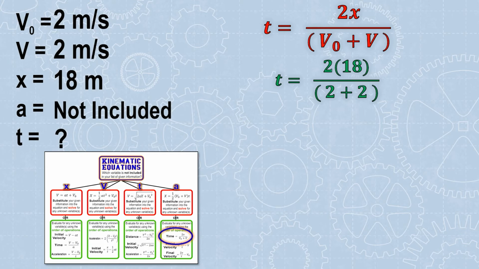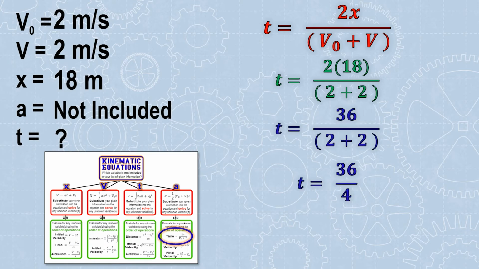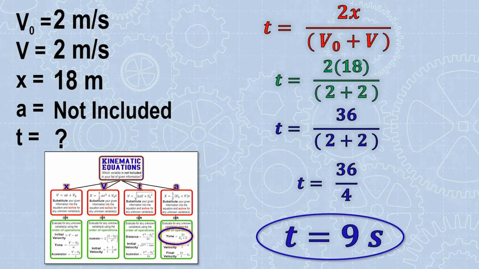So I just need to use the order of operations. When you have a big rational expression, simplify the top and bottom before dividing. 2 times 18 is 36. 2 plus 2 is 4. 36 divided by 4 gives me again 9 seconds. Whether you use the order of operations or challenge yourself to solve the equation, at a constant velocity of 2 meters per second, it takes you 9 seconds to travel 18 meters.